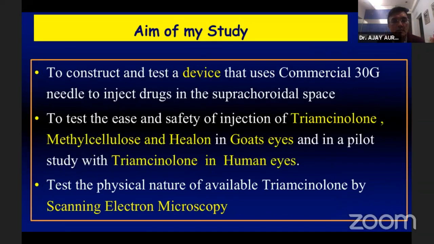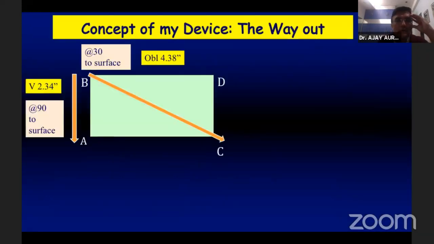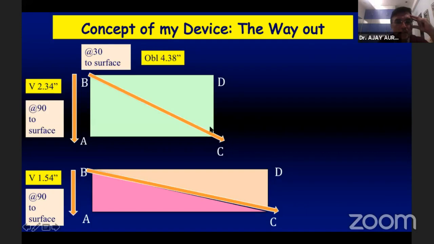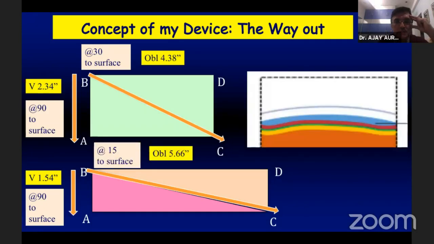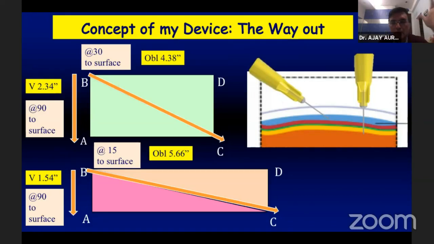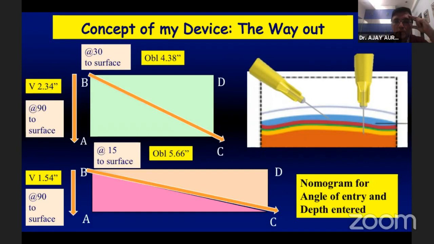So we did a study where the principle was that if you go through a rectangle vertically, you travel a smaller distance as compared to if you travel obliquely. And if you change this angulation, the distance traveled becomes much more. This is just some basic physics. So if you have a needle which goes in obliquely versus vertically, and you work out the details, you can actually go into the suprachoroidal space.